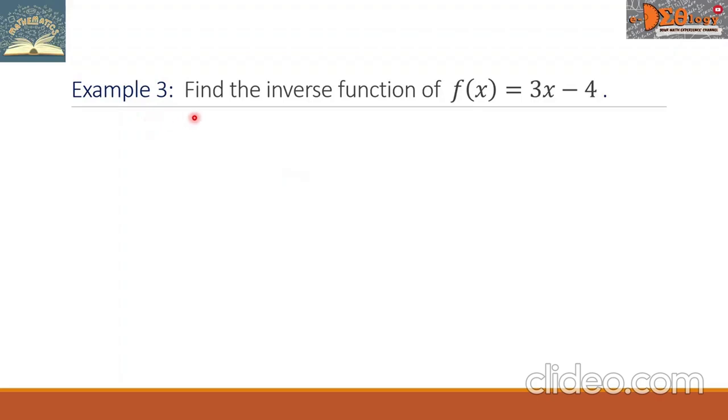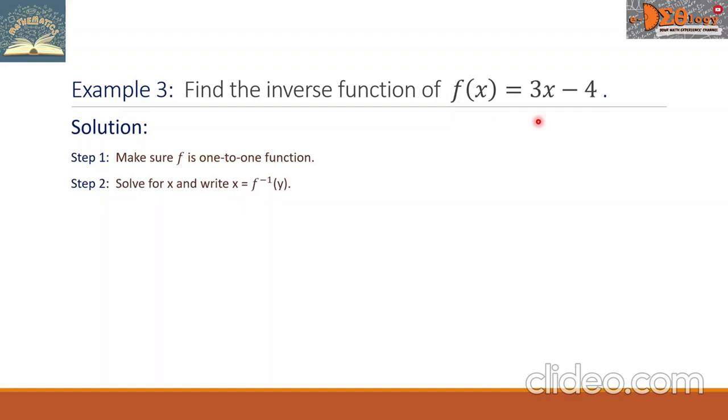Example 3. Find the inverse function of f of x equals 3x minus 4. For step 1, we make sure that this function is 1-to-1. Notice that whatever value we put for the x, there will be a unique value for the f of x. So this is a 1-to-1 function.